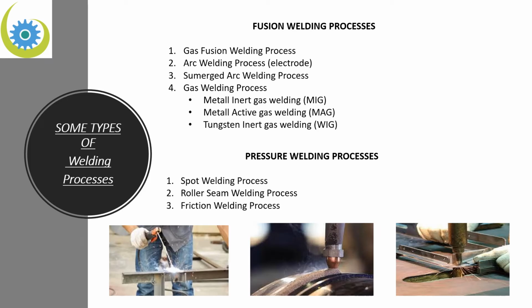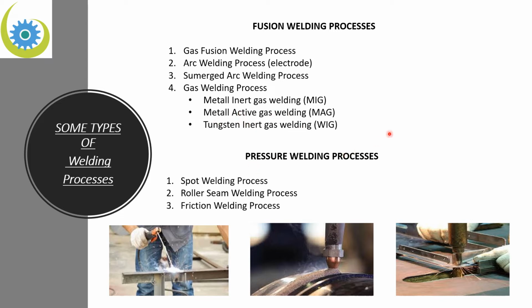Now let us speak about the welding processes. We can divide them into two main categories: fusion welding processes and pressure welding processes. Under the fusion welding processes, we find first the arc welding processes with electrode, you see here a picture on the left side, the submerged arc welding process, the picture here in the middle, and gas welding processes. This is also divided into three other categories: metal inert gas welding, metal active gas welding, and tungsten inert gas welding.